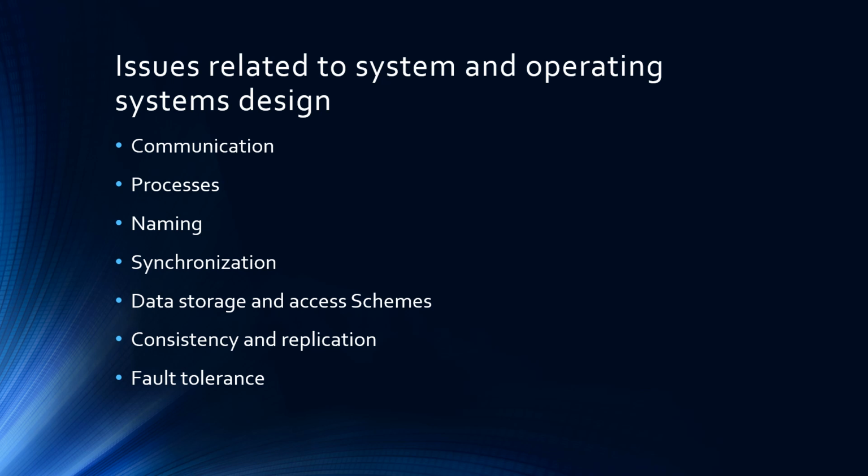Then synchronization: mutual exclusion, leader election, deploying physical clocks, global state recording. These are some of the best synchronization mechanisms, and definitely they should be adopted in the distributed environment. Then data storage and access schemes: designing file systems for easy and efficient data.